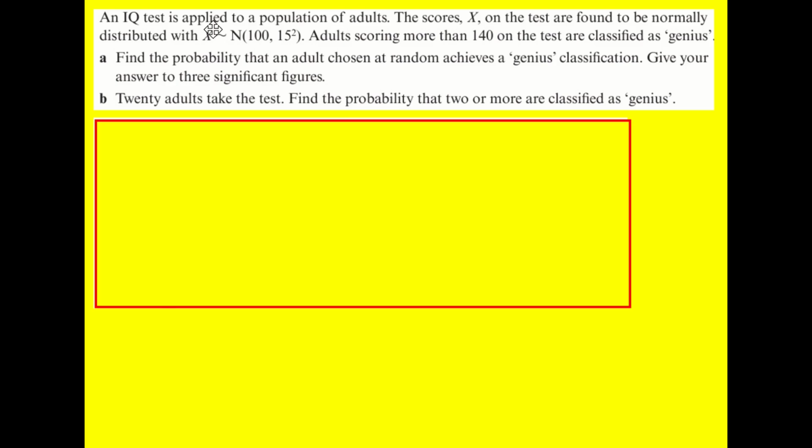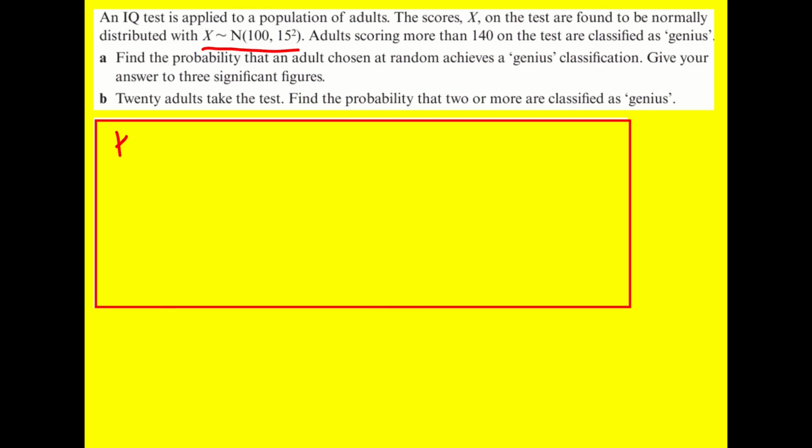So we are modeling an IQ test and it's given us the normal distribution actually. It might not always give you this, it might say it follows a normal distribution with a mean of 100 and a variance of 225 or whatever. The first step would be to write this bit down. Once you've got this, you're well on your way. Adults scoring more than 140 are classed as genius. Find the probability of this happening.